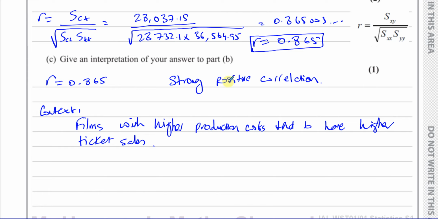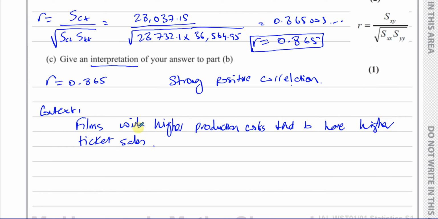So if you write strong positive correlation, you won't get any marks for this, even though this is strong positive correlation, because they're asking you to interpret your answer, okay, not just state that the correlation is positive and strong. And it's strong positive correlation because the closer the value of R is to 1, the stronger the positive correlation. The closer it is to -1, the stronger the negative correlation. And the closer it is to 0, the closer it is to having no correlation. So this is quite strong positive correlation because it's more than 0.8, it's close to 1.